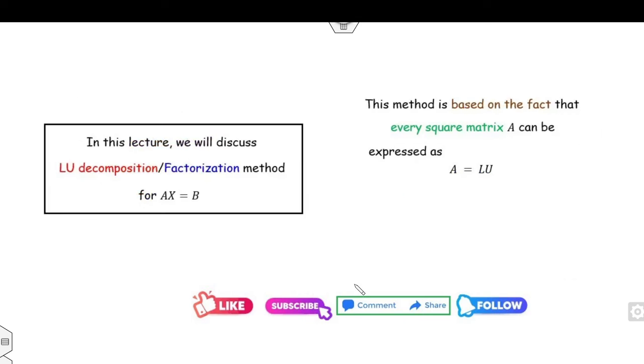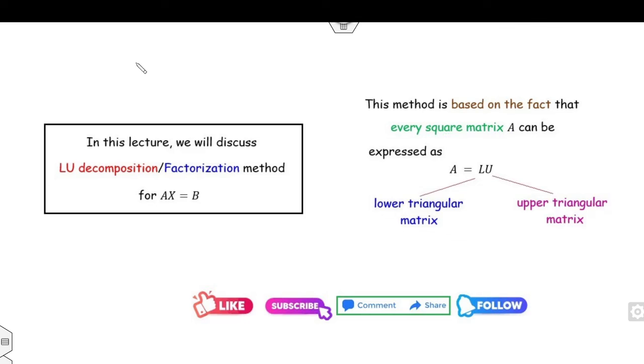Now, what is the main theme of the LU decomposition method? Whenever you have a square matrix, what is the meaning of a square matrix? It must be of the n cross n form. It may be 2 cross 2, it may be 3 cross 3 and so on. Whenever you have a square matrix A, then you can write that square matrix as the product of two matrices, where L is called the lower triangular matrix and U is called the upper triangular matrix.